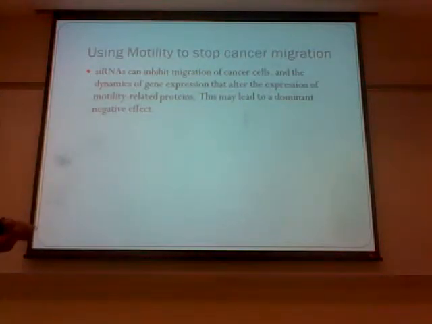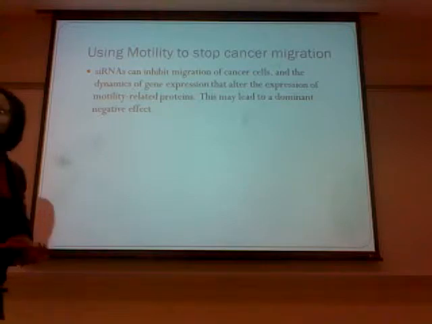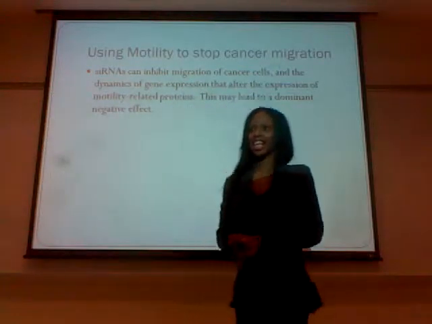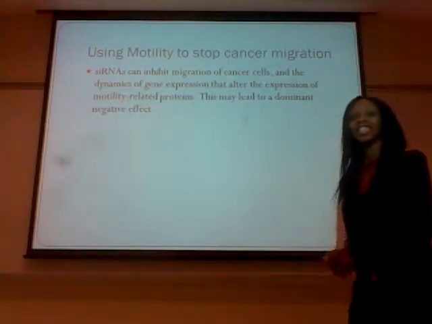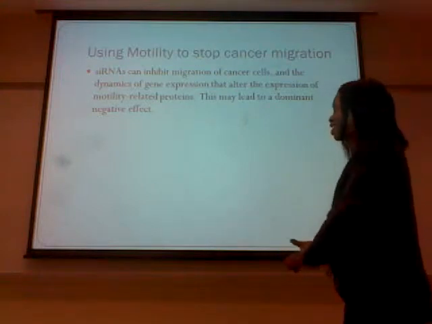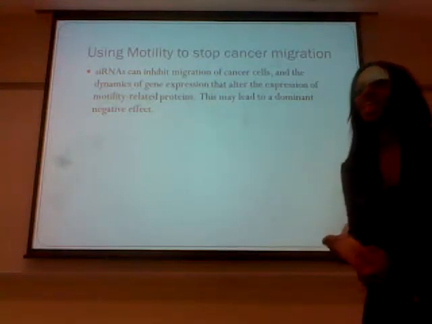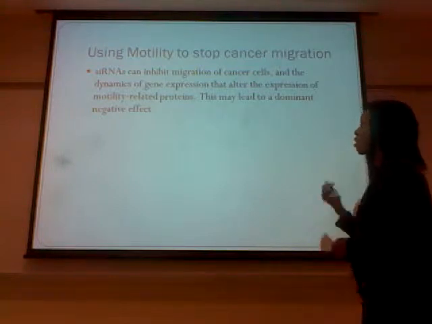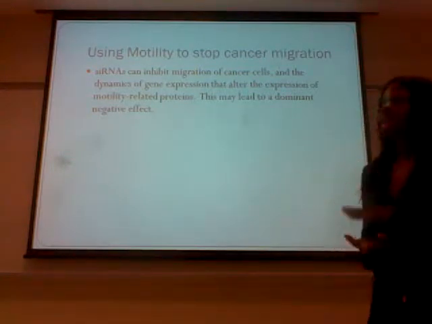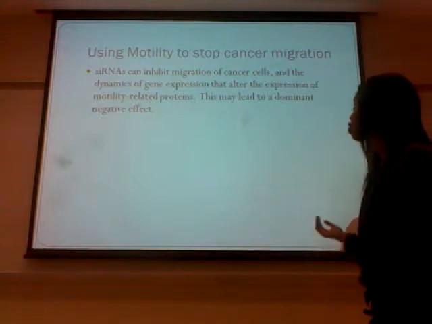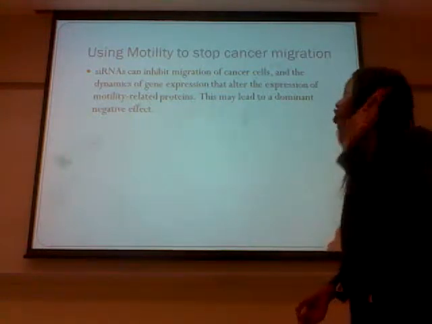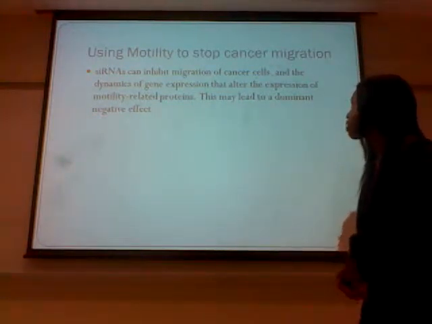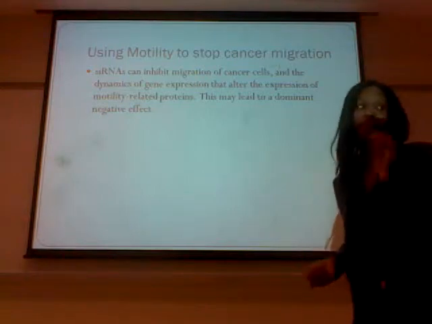I'm going to be talking about siRNAs. Basically, siRNAs are small interfering RNAs. They can inhibit migration of cancer cells and alter the dynamics of gene expression of motility-related proteins. This may lead to a dominant negative effect.